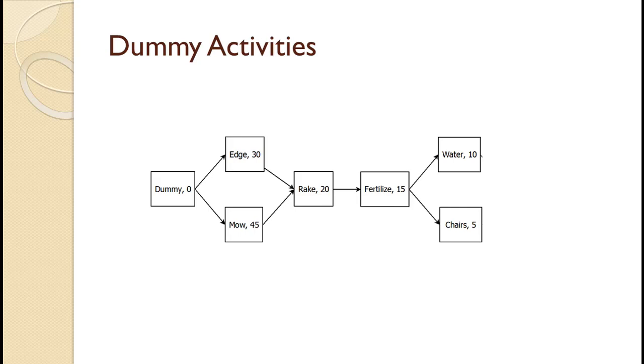Likewise, the project has two ending activities. Again, the solution is a dummy activity. This dummy activity also takes 0 time. It has both watering and replacing the lawn chairs as predecessors, so there's only one ending activity.